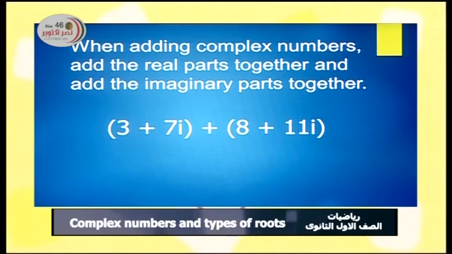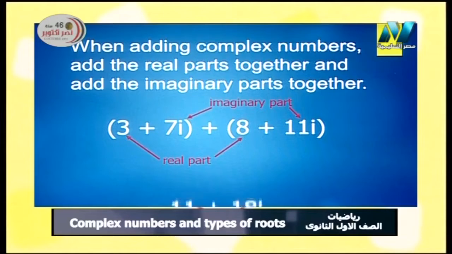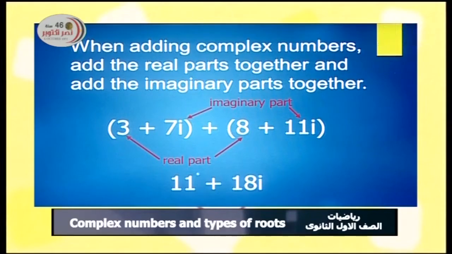So if we have this number 3 plus 7i plus 8 plus 11i, we will add 3 with 8. Why? Because they are the real parts or real numbers. And we add 7 with 11. Why? Because they are imaginary parts. So the answer will be 11 plus 18i. We add 3 plus 8 first equals 11, then 7 plus 11 equals 18. Let's go to the second one.